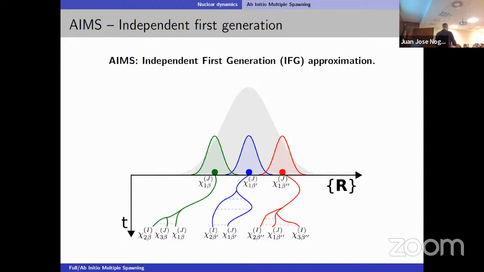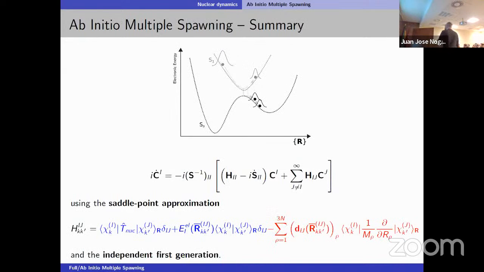And then after, what you do is to basically take all the information that you can average to get the average quantities that should represent a nuclear wave packet, okay? So the ab initio multiple spawning, it's still solving this equation, but now we dramatically simplify this Hamiltonian matrix element by using this Sutherland approximation. And we use this independent first generation too.